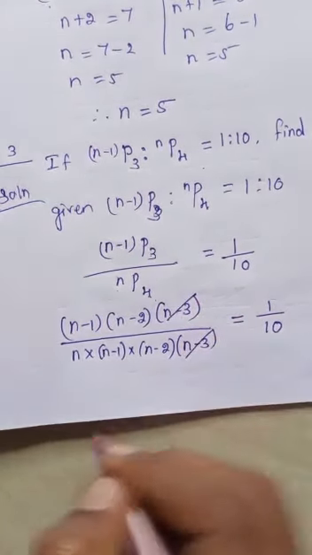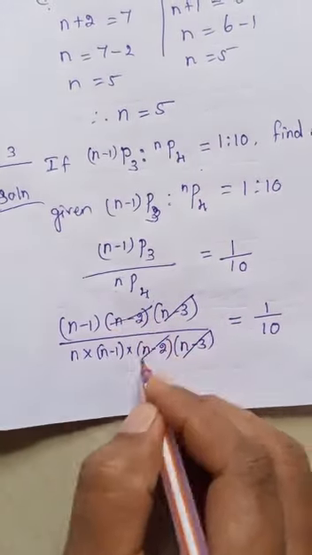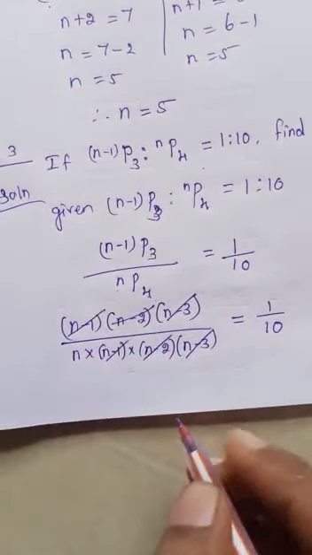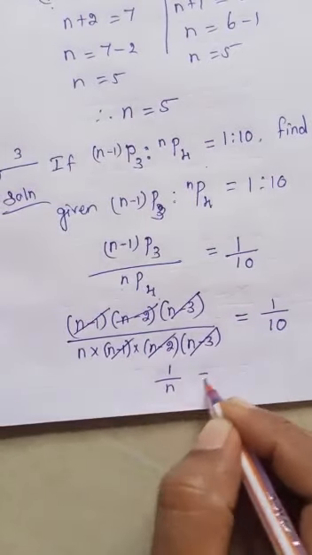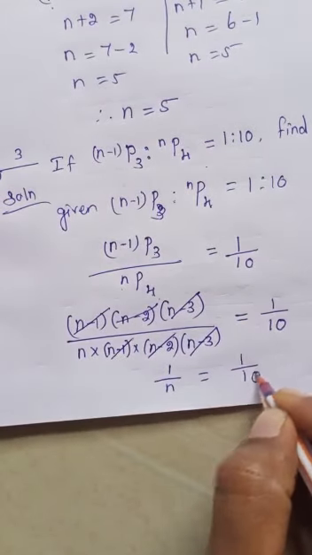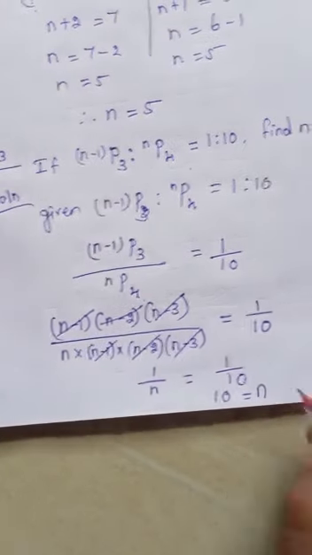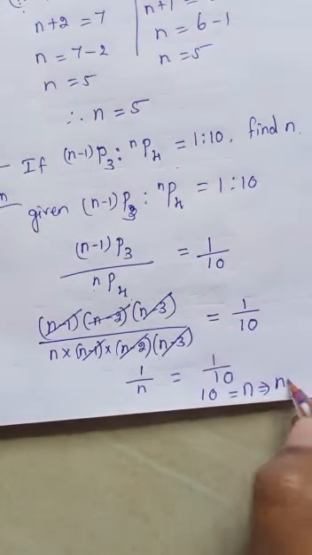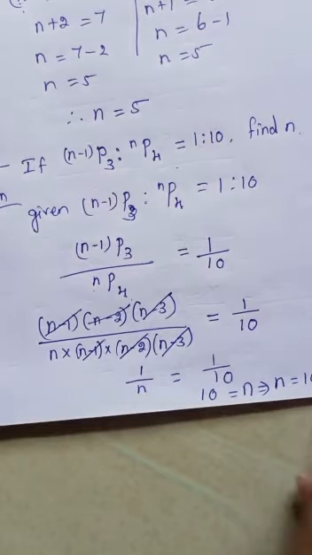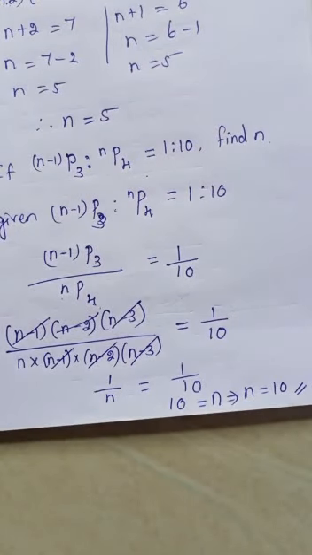n minus 3 and n minus 3 will get cancelled, n minus 2, n minus 2. Oh, very simple. See, 1 by n equal to 1 by 10. Cross multiply. 10 is equal to n, which implies n is equal to 10. Is that clear?